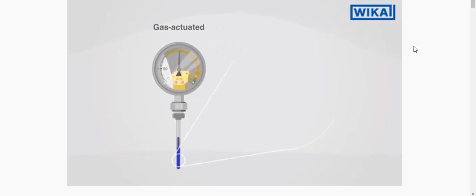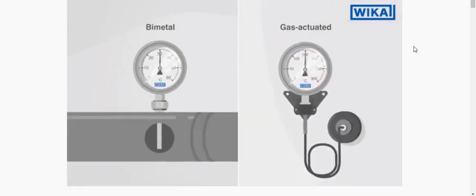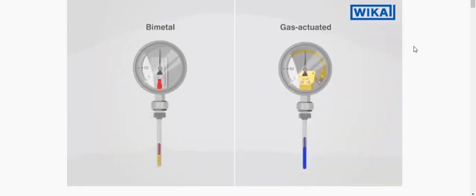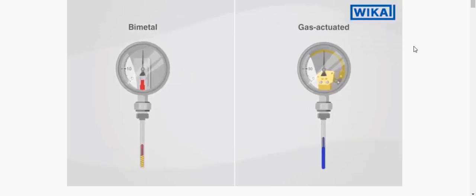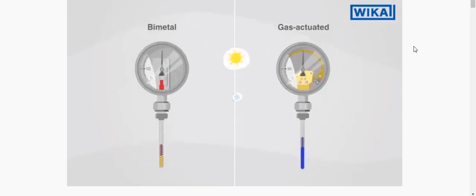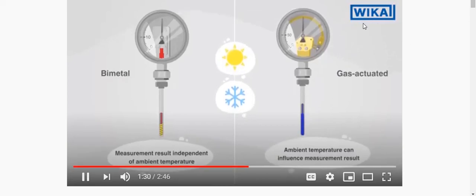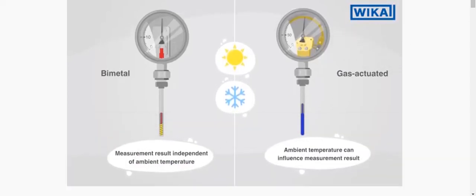The gas-actuated thermometer operates on a completely different principle. The gas, preferably helium gas, expands at elevated temperatures and deforms the measuring tube. So which thermometer is right for your area of application? Due to their simpler construction, bimetal thermometers are significantly more economical. Another advantage: changes in the ambient temperature have no influence on the measuring result. With gas-actuated thermometers, changes in the ambient temperature affect the measuring result. These can be partially compensated.